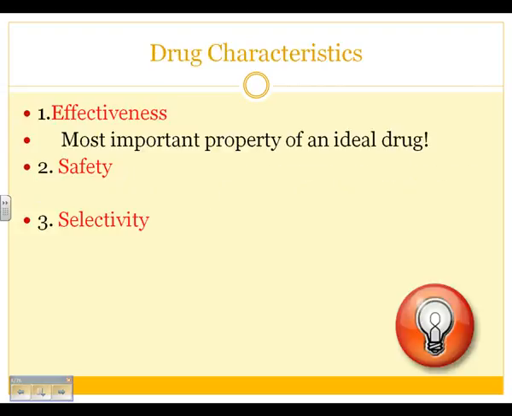There are some drug characteristics that you need to be familiar with. Effectiveness. What does the word effectiveness mean to you? How it works. Make sure that it works, so that it does what it's supposed to do, right? That is the most important property of a drug. Does that make sense? If it's not effective, then why are you taking it in the first place? It doesn't work, okay? The drug elicits the response for which it is given. That's your effectiveness. Most important property of a drug.